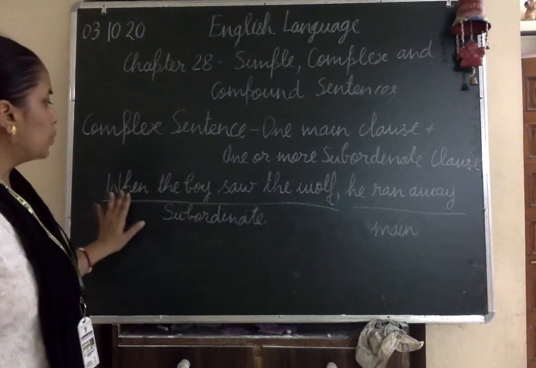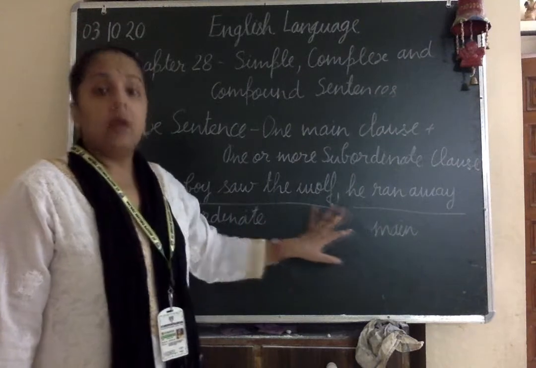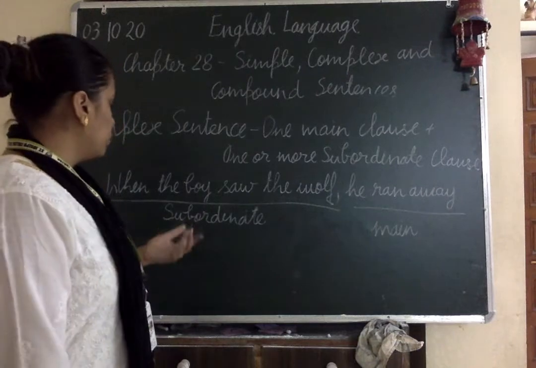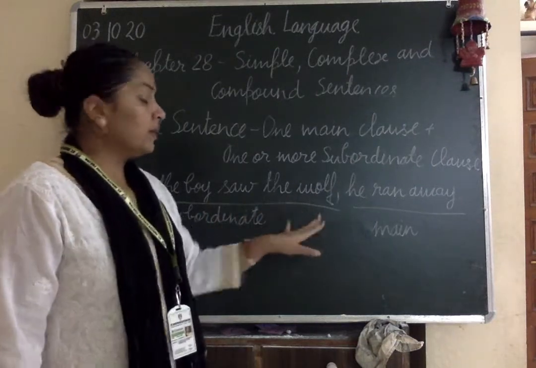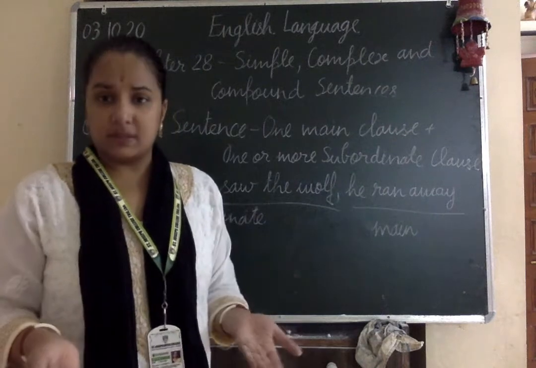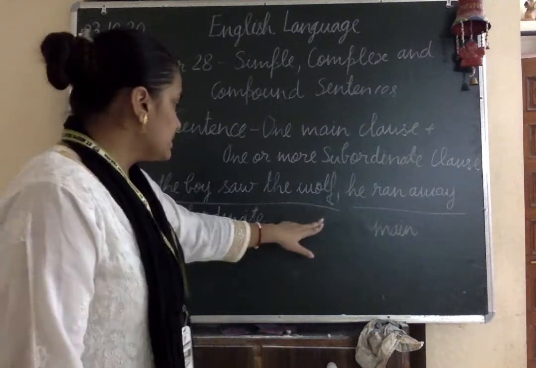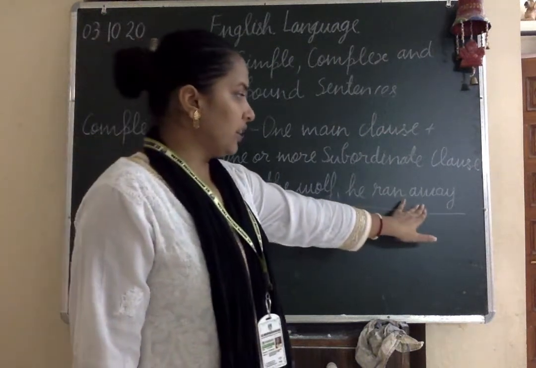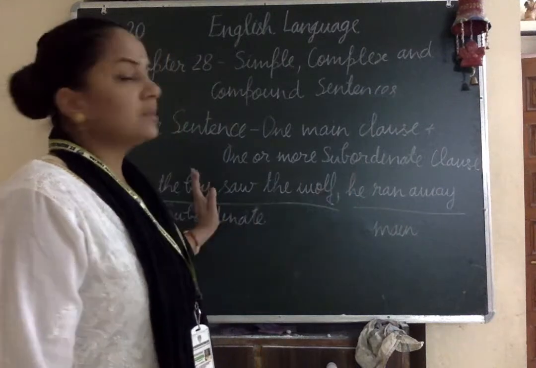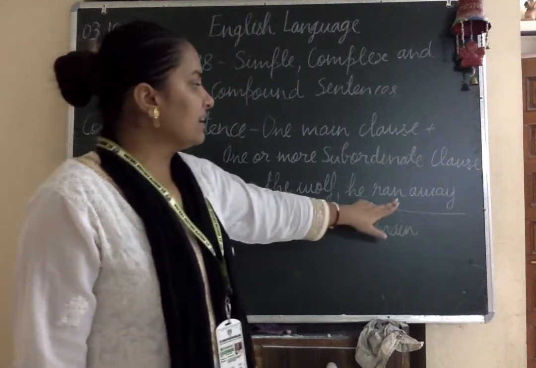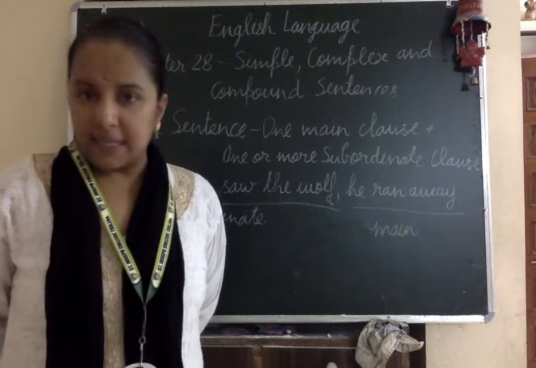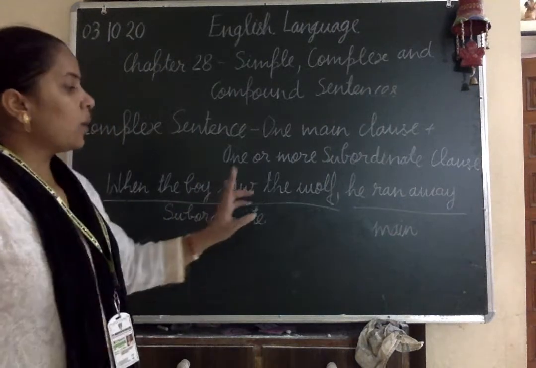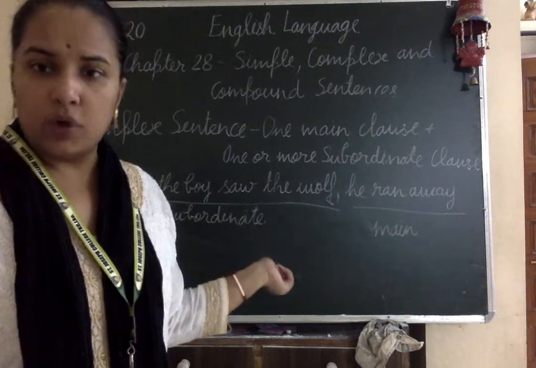While when we talk about when the boy saw the wolf, it is not giving you the complete meaning. If I am telling you only this much, when the boy saw the wolf, there must be the question in your mind, what happened next? So this is the subordinate clause because it is not giving the complete meaning, whereas he ran away is providing you the complete meaning without using the subordinate clause. So that is why it is the main clause of the sentence. Now here in this sentence we use only one main clause and one subordinate clause.